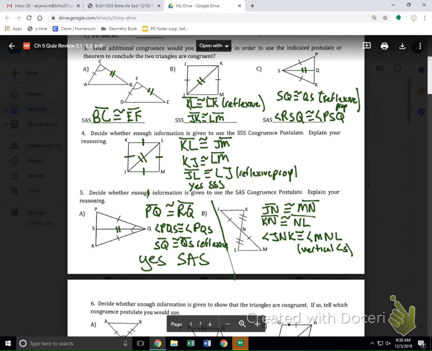So if we draw those in here, do we have enough information to show side, angle, side? Yes. So we have two congruent sides, and where the two congruent sides meet is at a common angle between them. So there's a shared angle. So we see yes, that works.